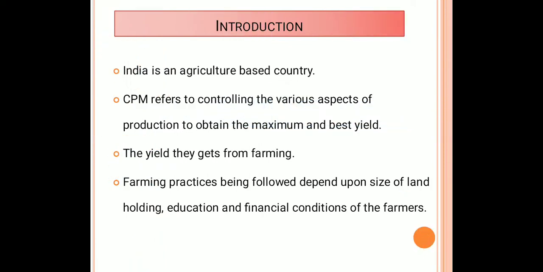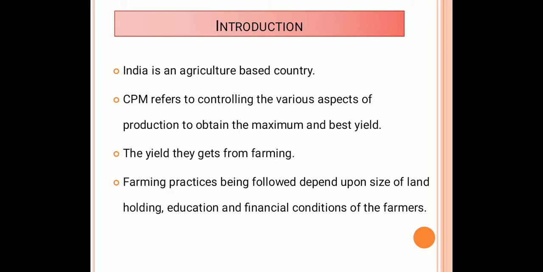Okay, first one, in India. India is an agriculture-based country. The farming ranges from small to large farms in India. CPM, that means crop production management. That refers to controlling the various aspects of production to obtain the maximum and best yield.